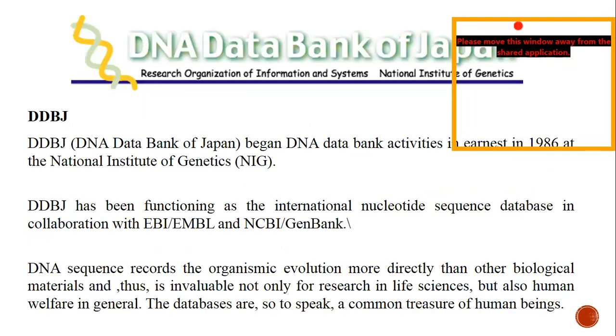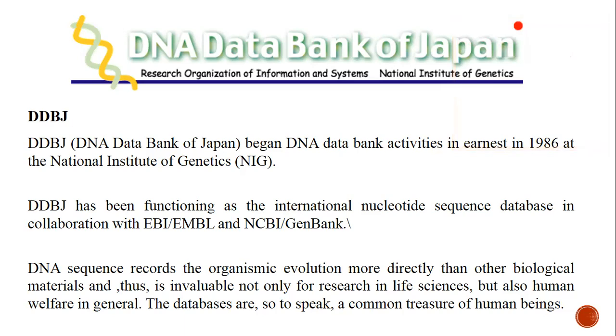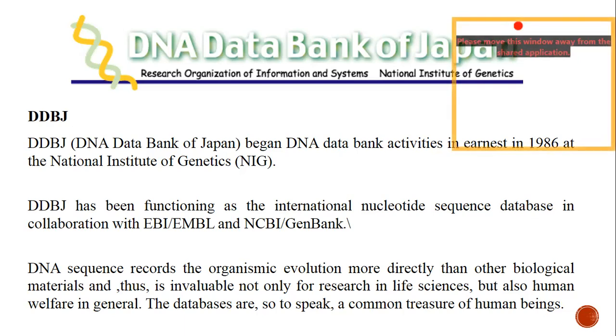DDBJ, the DNA Data Bank of Japan, was established in 1986 with the help of Japan, the NIG, and the Ministry of Japan. In this database, all the nucleotide sequences and the different databases related to nucleic acid sequences are connected with DDBJ. DNA sequences record organismic evolution more directly than other biological materials, thus invaluable not only for research in life sciences but also for human welfare in general. The databases are, so to speak, a common treasure for human beings.